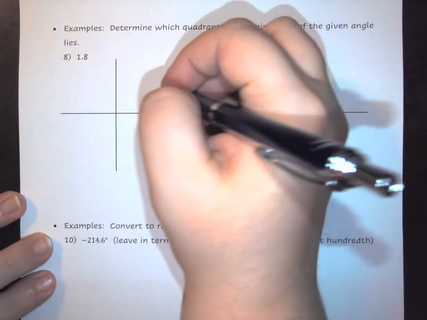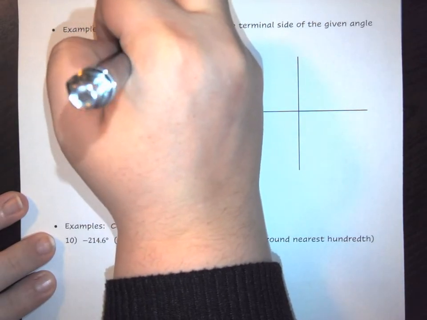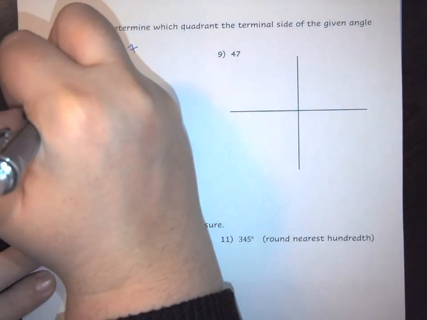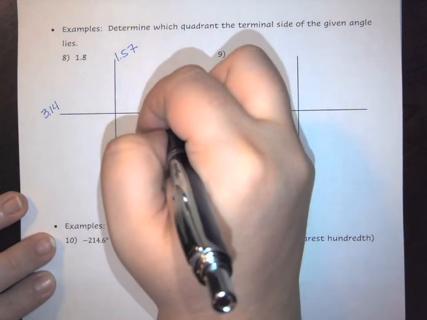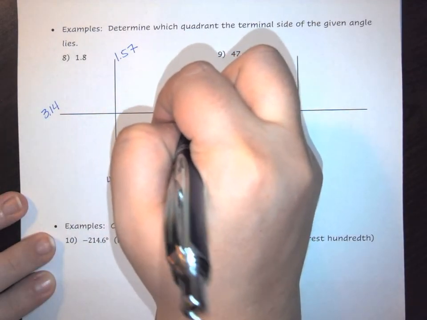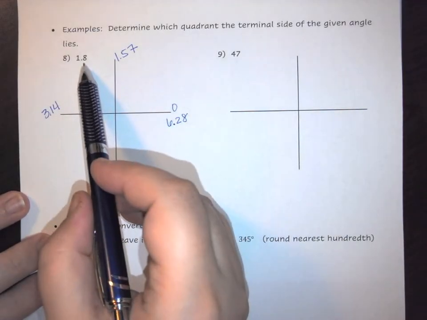So remember those decimal measures: 0, 1.57, 3.14, 4.71, and 6.28. The decimal measures to our radians. And in this case, I want to go 1.8.